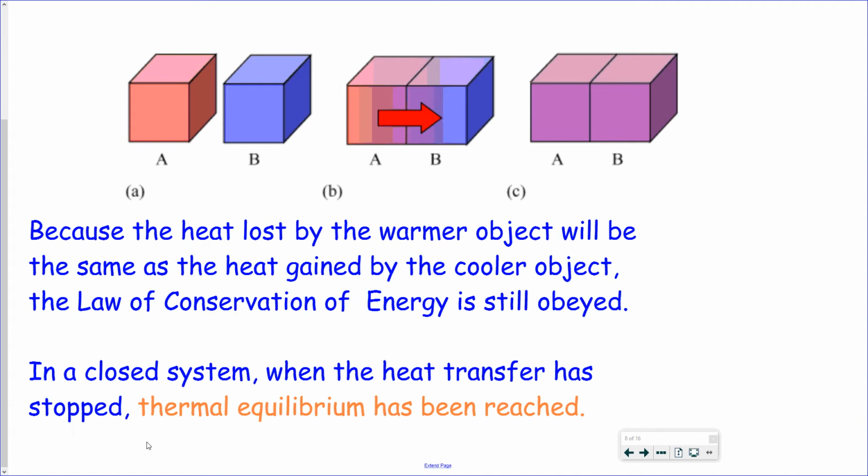Once we have, in a closed system, the heat transfer has stopped, meaning the whole entire system is the same temperature, we call this thermal equilibrium. In a closed system, the law of conservation of energy is still obeyed, because the heat lost by A is going to be exactly the amount of heat gained by B in a closed system.